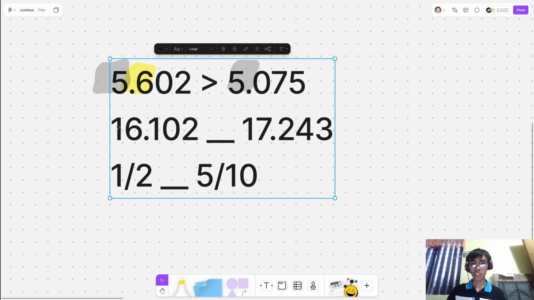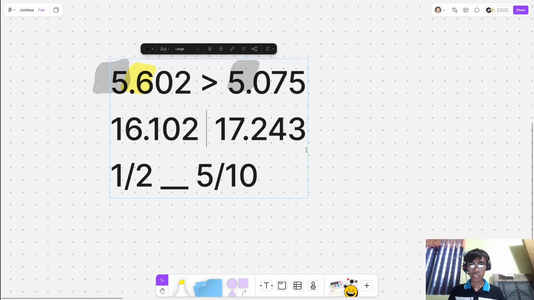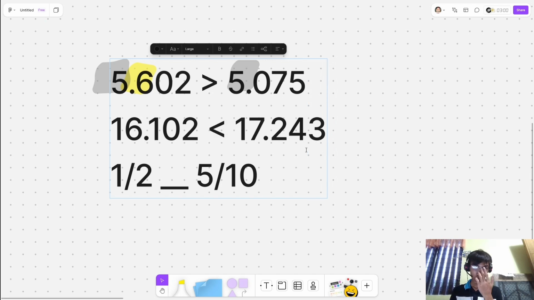And here we have 16.102 and 17.243. Since 16 is less than 17, this means that 16.102 is less than 17.243. Here we have 1 half and 5 over 10 being compared. Since the two numbers are equal to 0.5, we can say that 1 half is equal to 5 over 10.